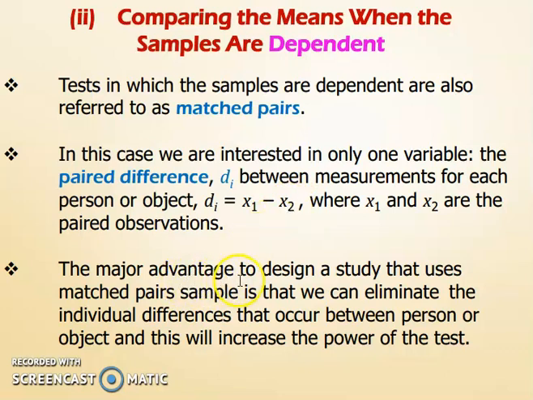The major advantage of using dependent samples is that we can eliminate the individual differences that occur between persons or objects, and this will increase the power of the test. This is because we are using the same samples, the same person, for both samples.